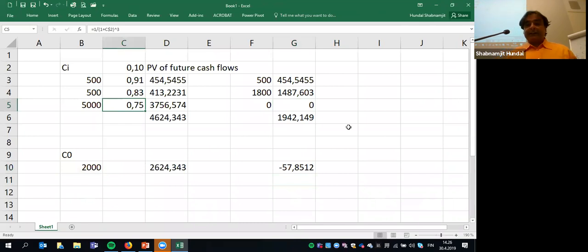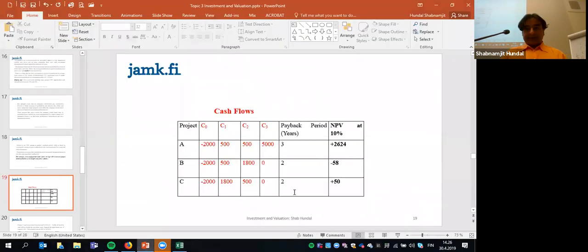And if I just reverse the numbers, well, it doesn't matter. 1800, 500. So basically we get these numbers here, what we were trying to obtain.